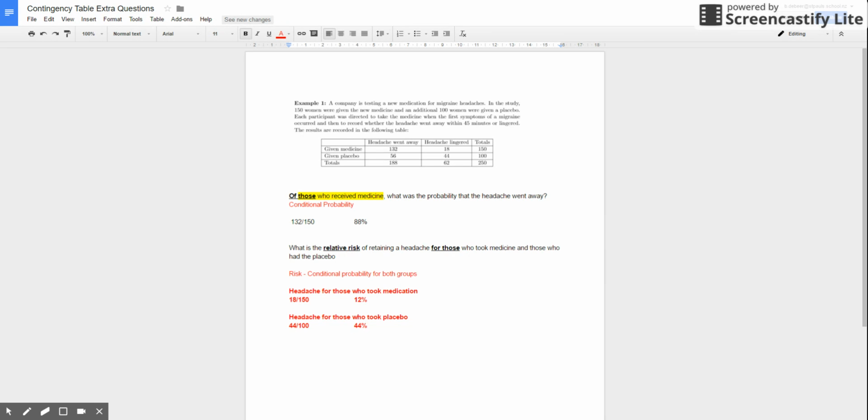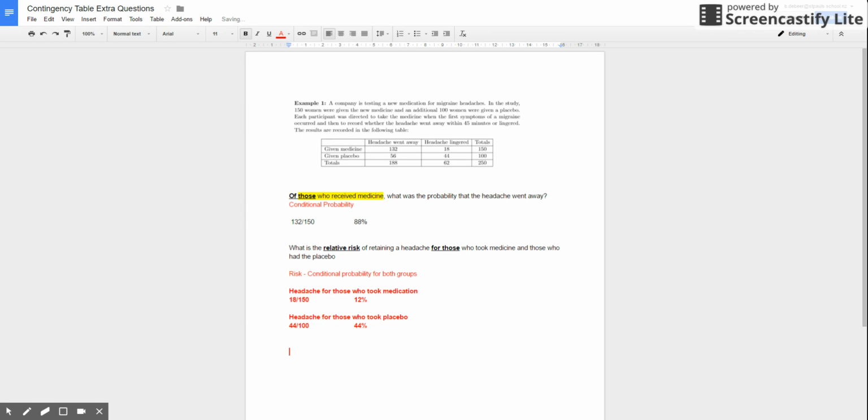It could be really easy to just compare the 18 and the 44 and say, yep, the people who took placebo look like they're twice as likely to get a headache, or the headache still remains. But we see this is 44 out of 100, and this is 18 out of 150. So actually we're dealing with different amounts. We want to put it on an even keel, and when we did this 18 out of 150, it's actually 12%. So we're pretty much comparing 44% with 12%.